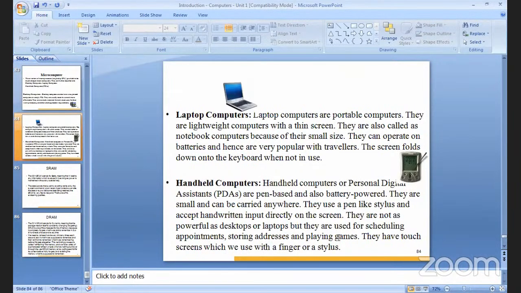Yes, we know very well about laptop computers. Laptop computers are portable computers. They are very lightweight and have a very thin screen. These are also called notebook computers because they are very small in size, and they can operate on batteries, and hence they are very popular.